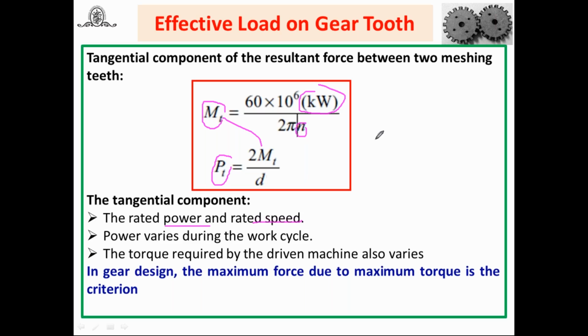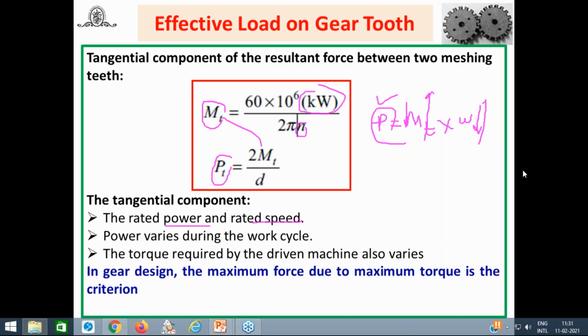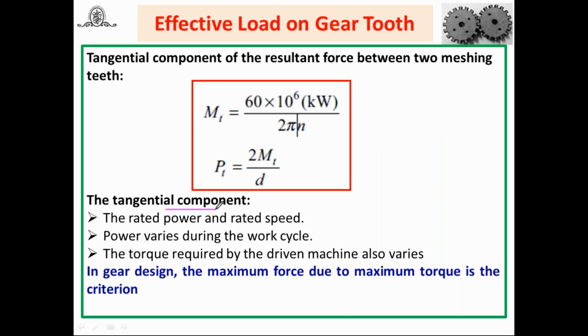And you know very well, power is equal to MT into omega. MT means the torque and omega is 2 pi N by 60. As MT increases, the speed decreases, but power remains constant. Or as the speed increases, MT is less, because power should be constant. Based on that, you can say the tangential component depends on the rated power and rated speed.